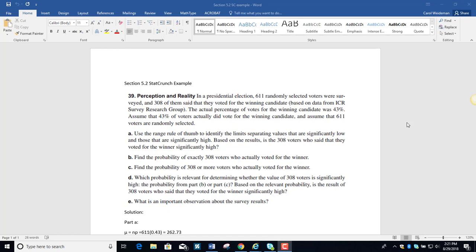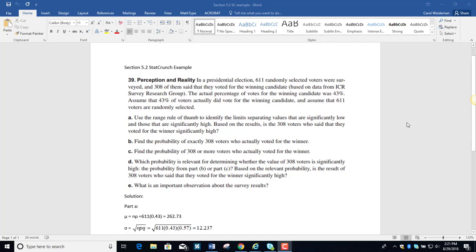Part A. Use the range rule of thumb to identify the limits separating the values that are significantly low and those that are significantly high. Based on the results, is 308 voters who said they voted for the winner significantly high? Okay, so the range rule of thumb, if you remember, first thing we need to calculate is the mean and the standard deviation, and I've done that down here.